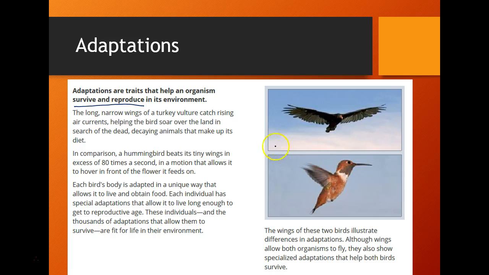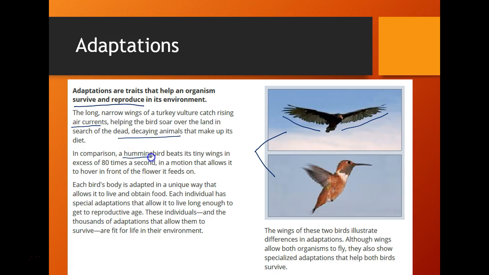So here's an example. Both of these right here are birds, but you see right here, this vulture has very long wings. And so these long wings allow the vulture to catch rising air currents, which allow them to survey an area to find dead and decaying animals. And that's pretty much what vultures eat. So its wings serve a very specific function in order for the vulture to find food.